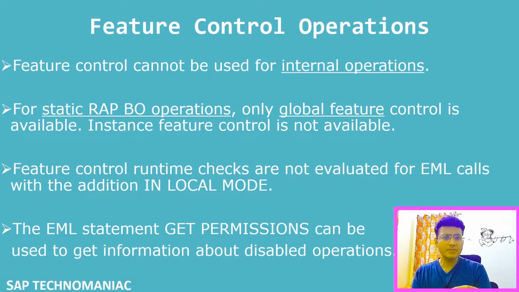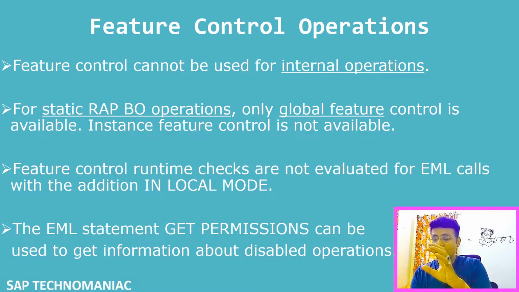So we'll first discuss the feature control on the operations. There are some things we have to make sure of. On internal operations, we can't do any feature control. They are not exposed to the UI, nor can you access those internal operations through an EML statement. So obviously, why would we need feature control internally? That is the reason we can't use feature control on internal operations.